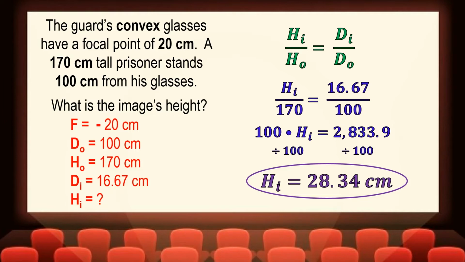These convex glasses created a virtual upright image that was smaller. The prisoners not only appear as virtual upright images to the guard, they also seem to be smaller. The images have a smaller height. He sees them as less than him.